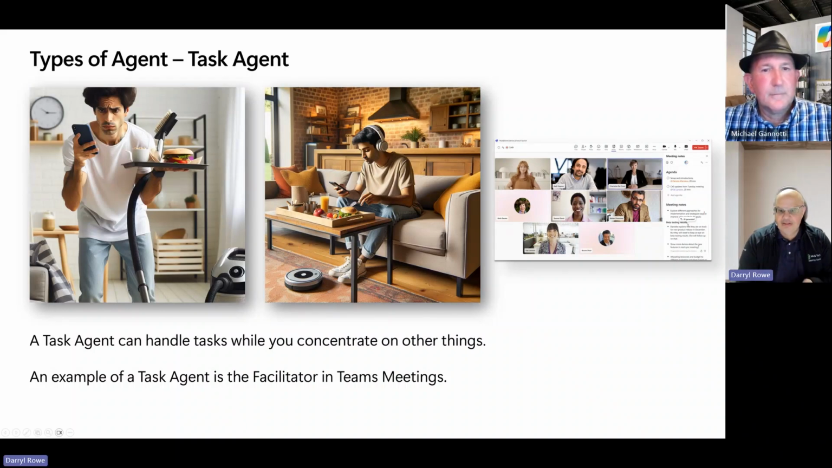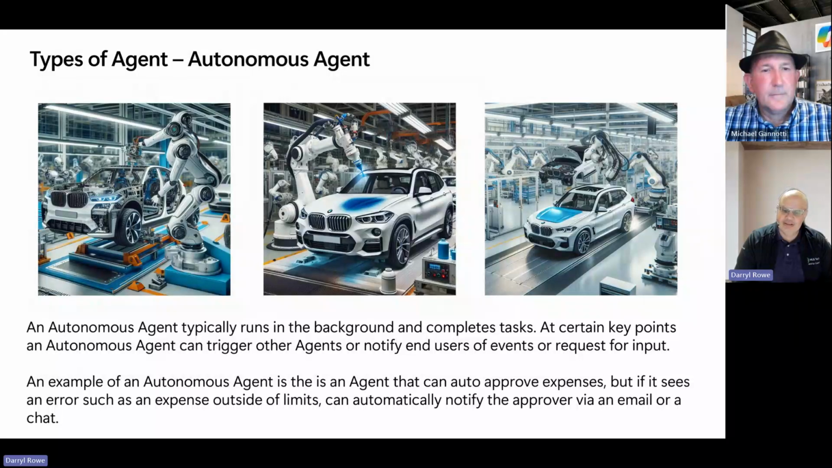The next one is something we call an autonomous agent. An autonomous agent can run in the background and do a bunch of things, basically running behind the scenes. But if it does notice something that's out of the ordinary, it can actually stop to do something else, or it can even invoke other agents.